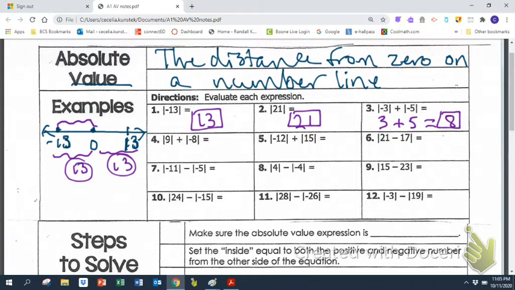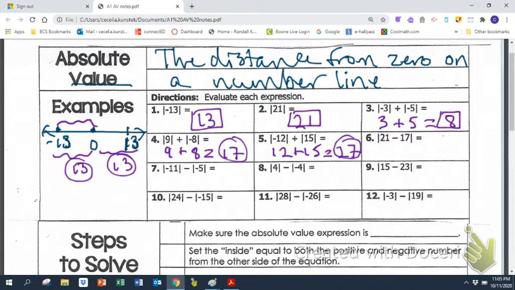So let's look at number 4. Let's see if maybe you can figure this one out. So the absolute value of 9 is 9. And then we're going to add that to the absolute value of a negative 8, and that's 8. The answer is 17. And how about number 5? That would be 12 plus 15 is equal to 27.